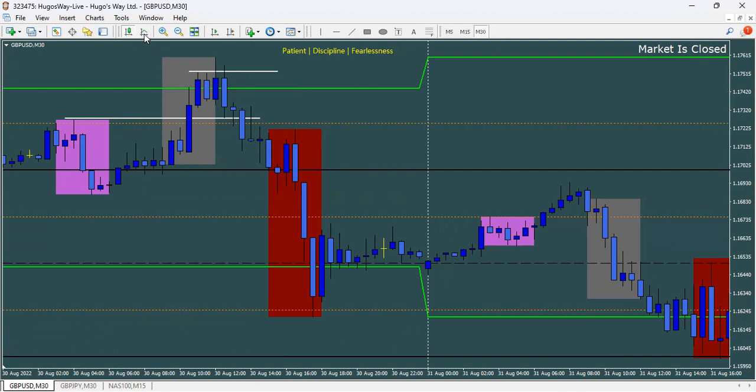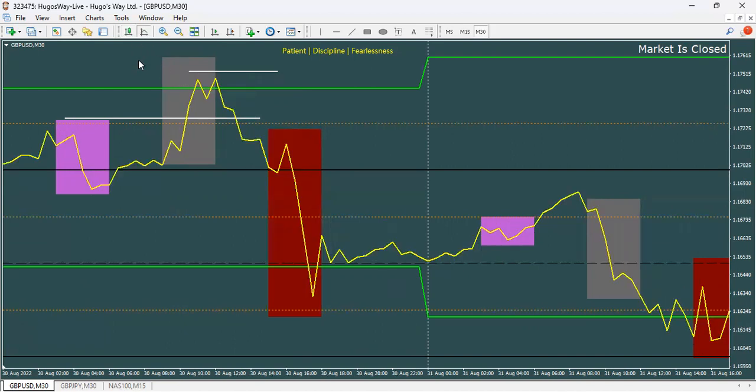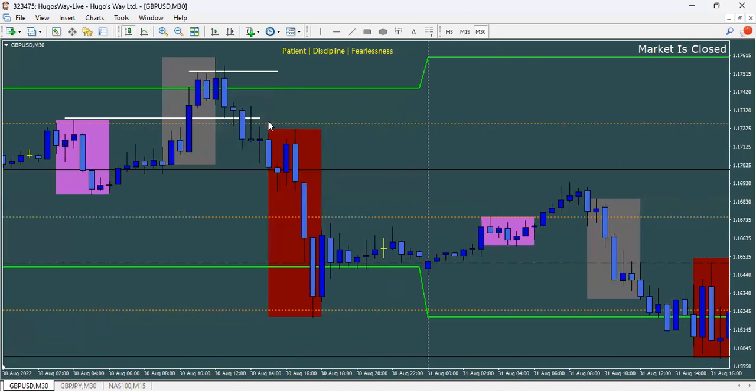And we can also take a look at this one on the line chart. As you guys can see, we broke above our Asian session high, broke above our previous day's high, giving us equal highs at a nice level of resistance, and we proceeded to push the market down to the downside. So those are our 3 variations of the M pattern.